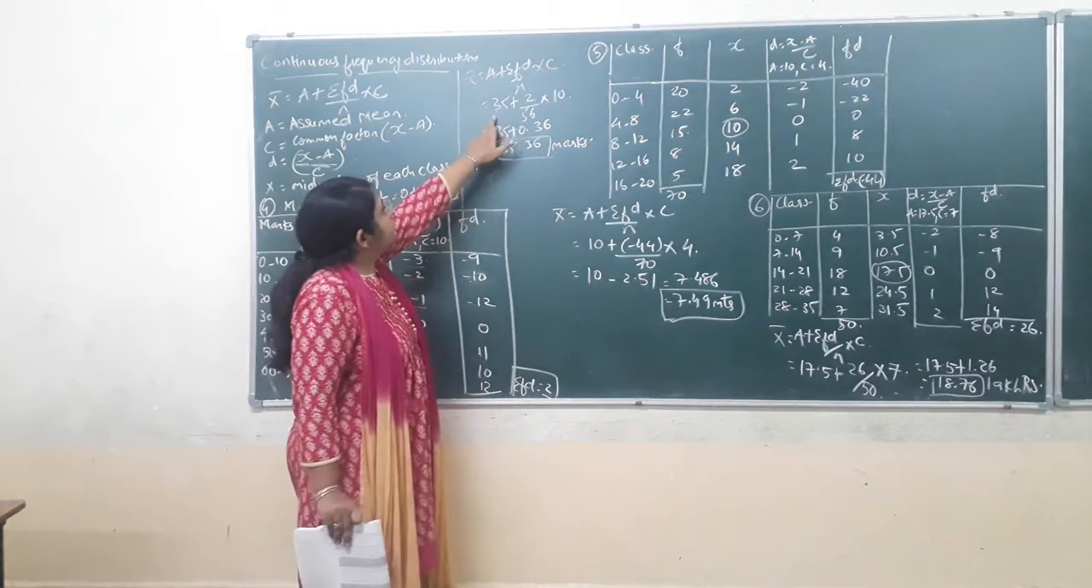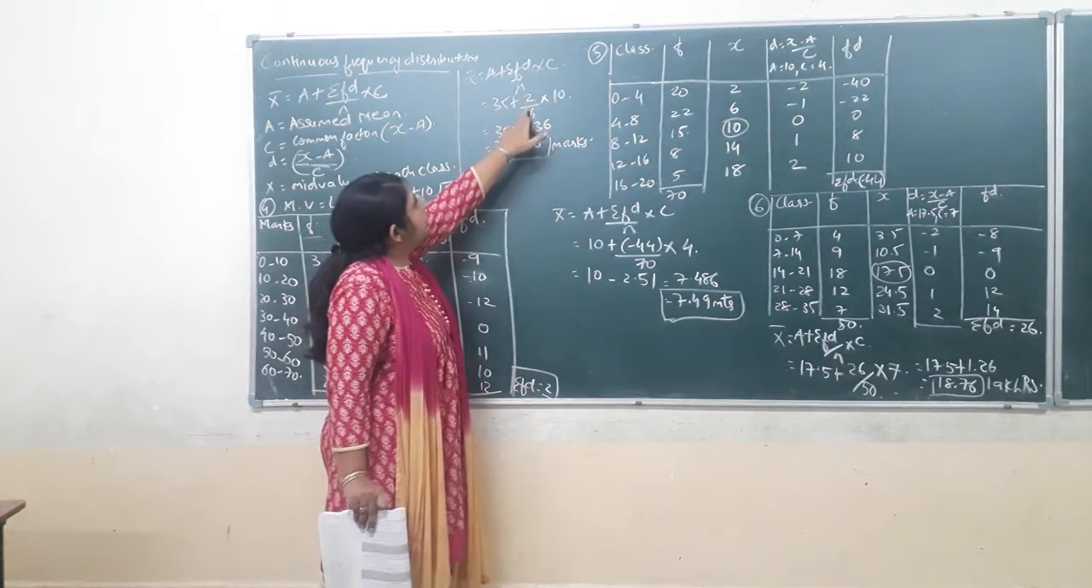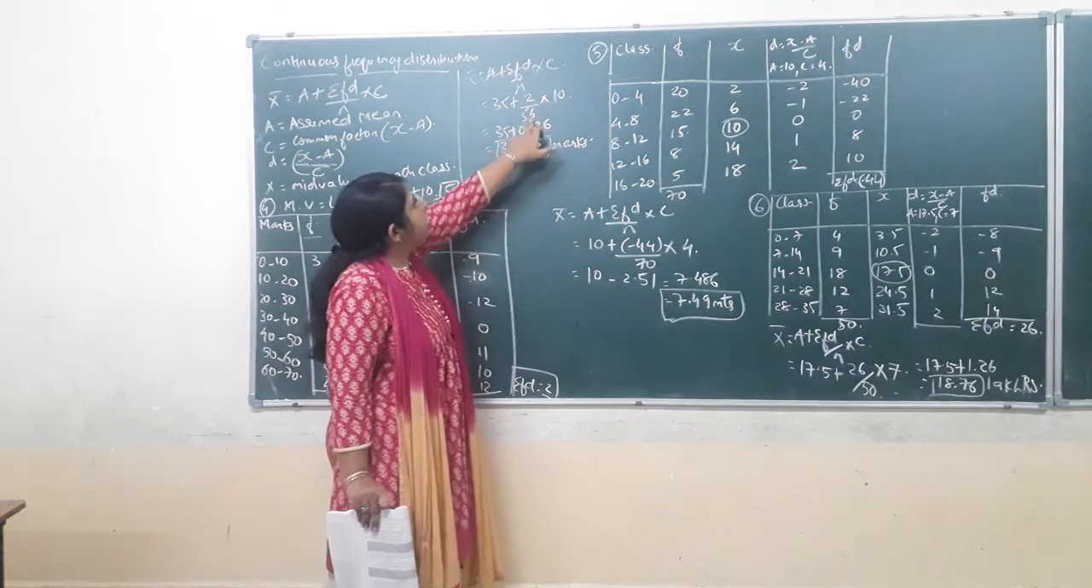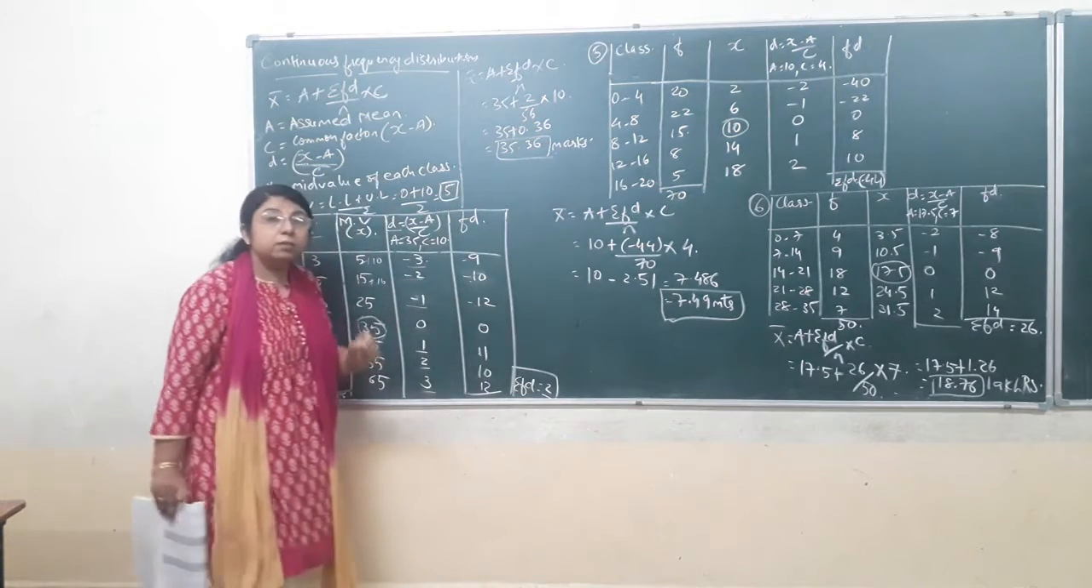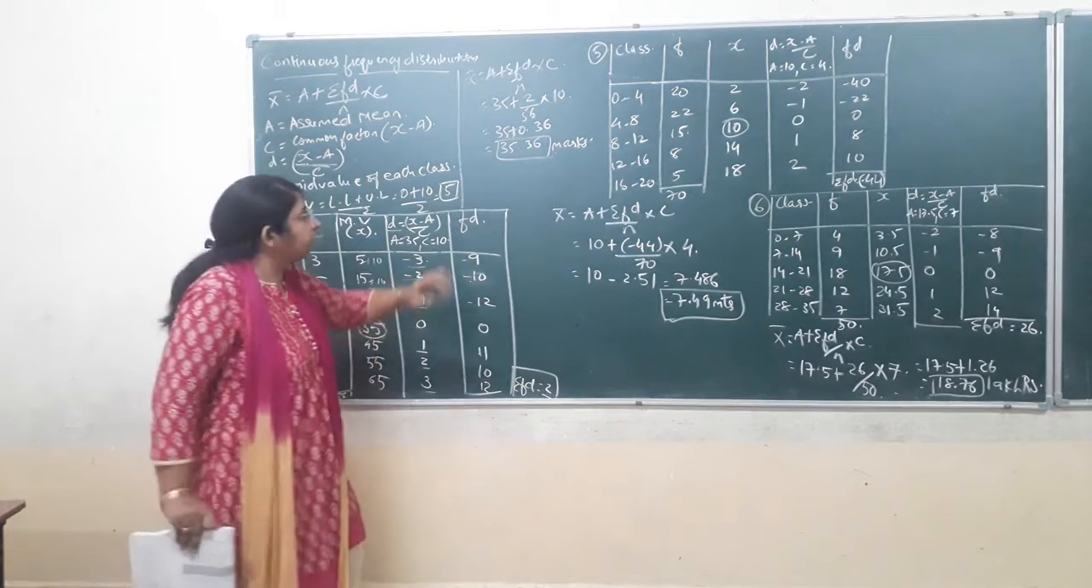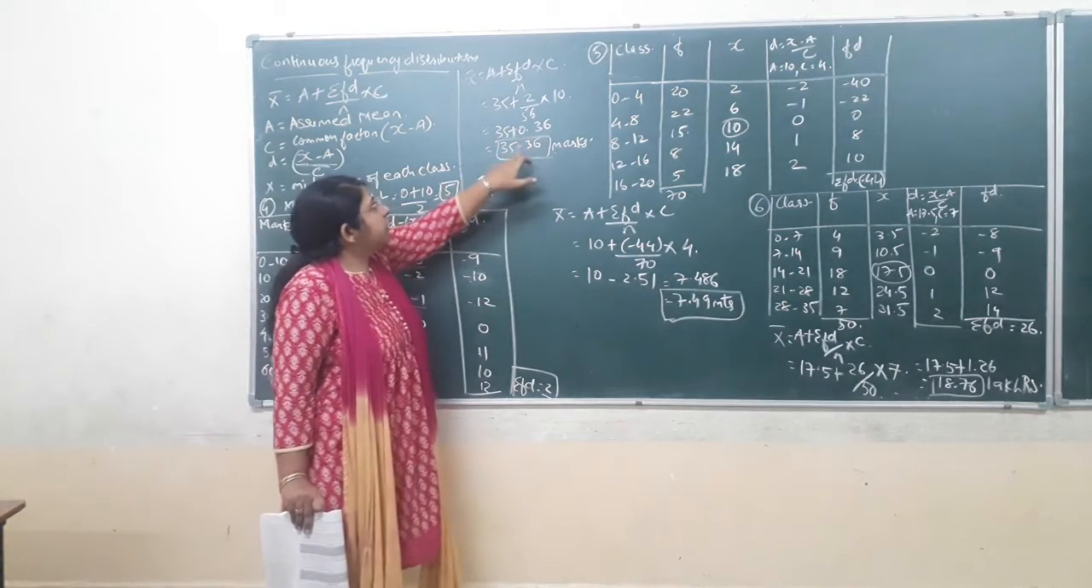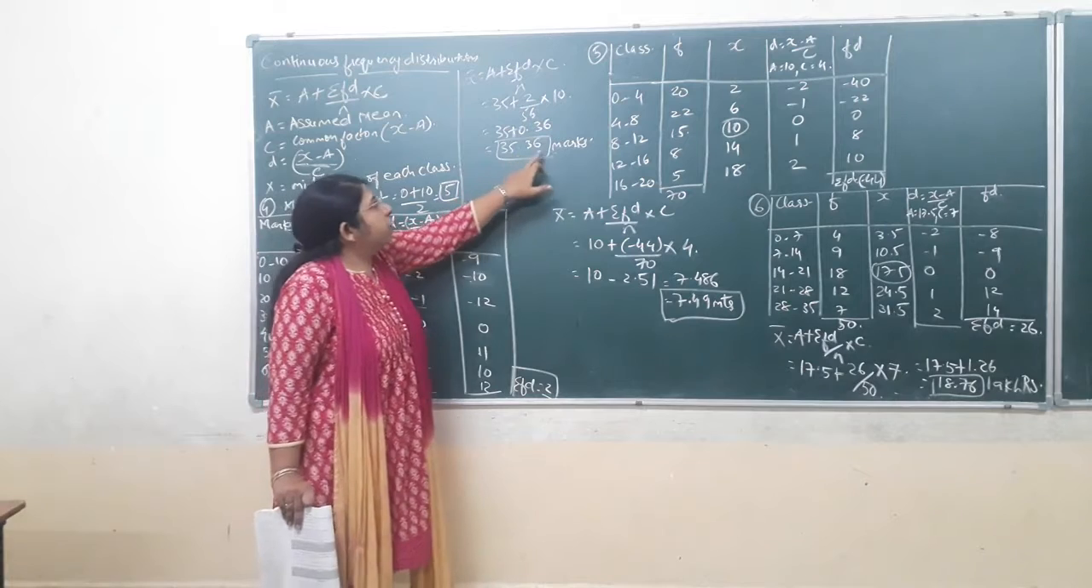Now 35 plus, do the multiplication and division. 2 into 10, 20, 20 divided by 56 you will be doing. You will get 0.36. So 35 plus 0.36 you will get 35.36.